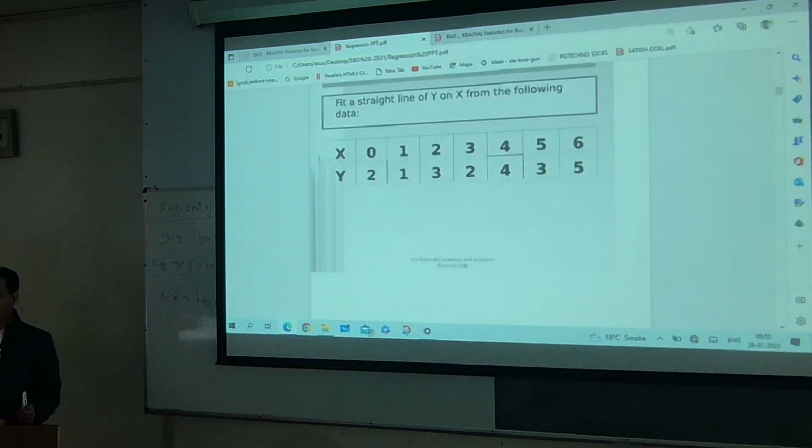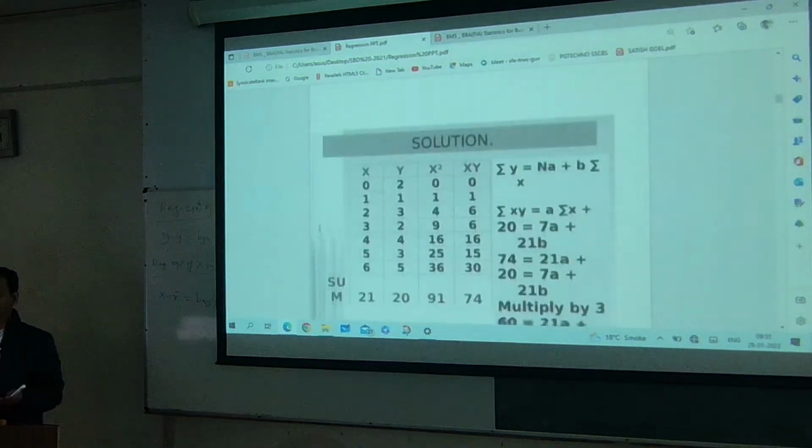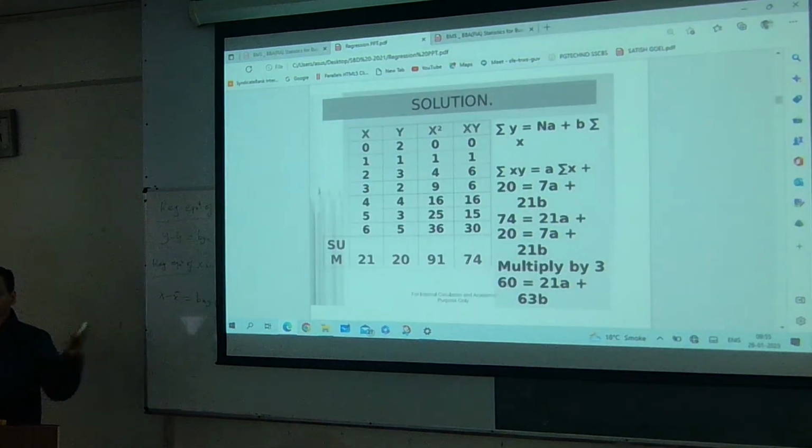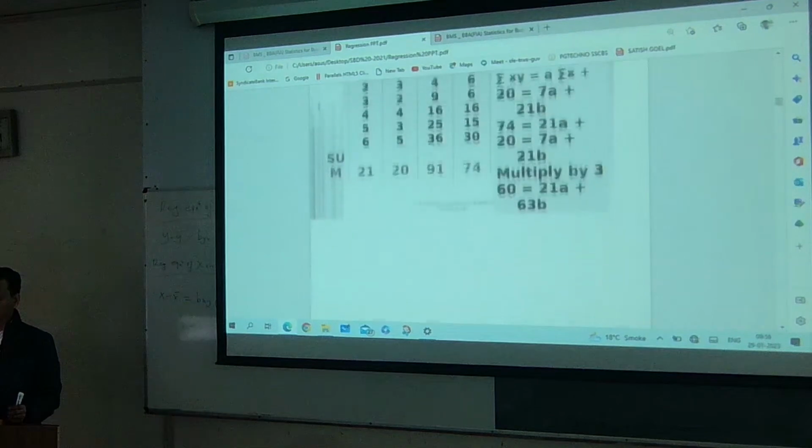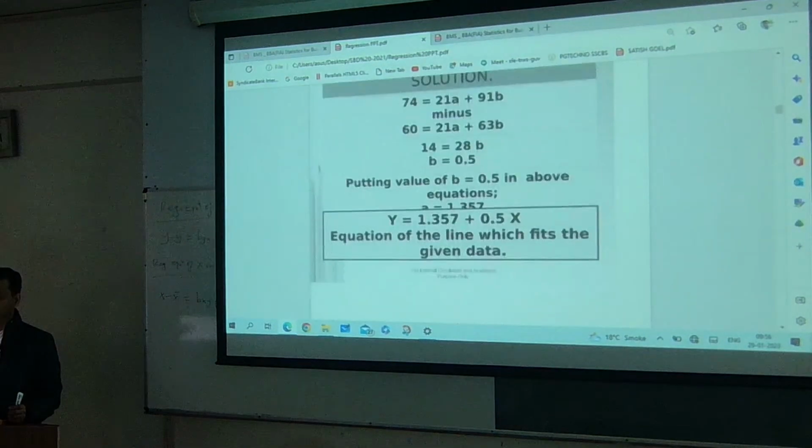Okay, so here is one example. You have to fit a regression line, y on x. So how would you find y on x? You have to do all these calculations. You can see this is x, this is your y, we calculated x square, and xy. Okay, and using these normal equations you can find this a and b. You can see how we have calculated a and b. Okay, so finally you can see the b value is 0.5 and a is coming 1.357.